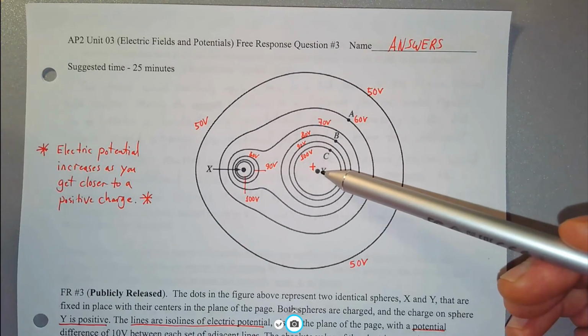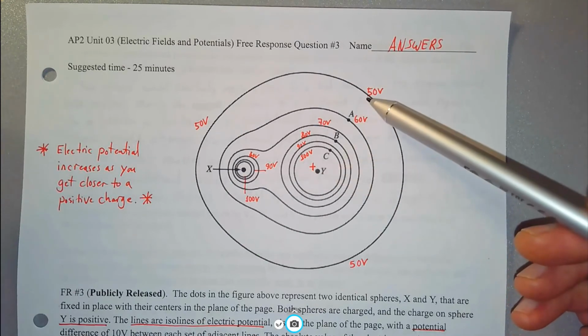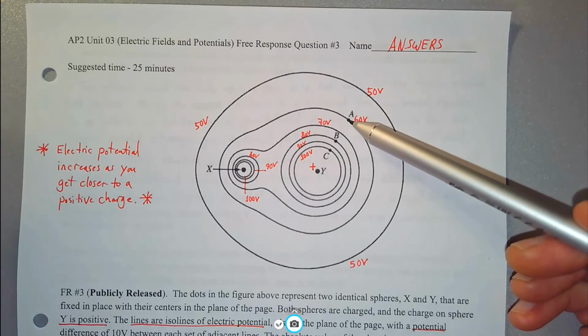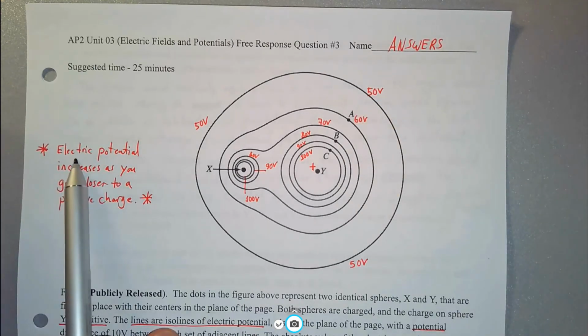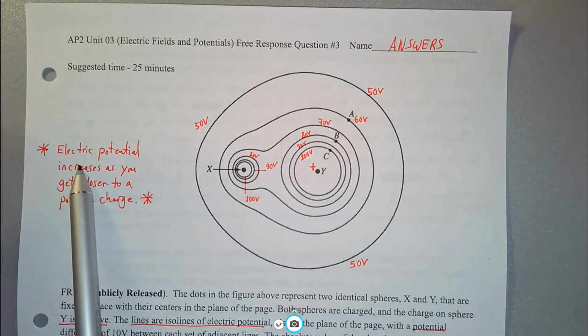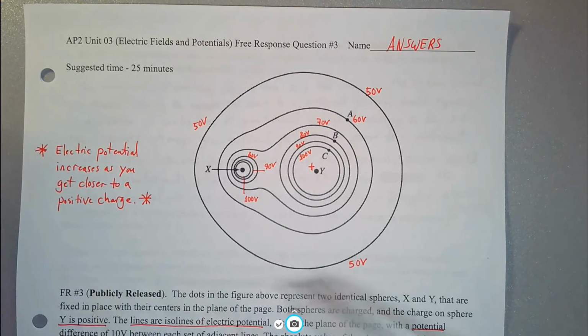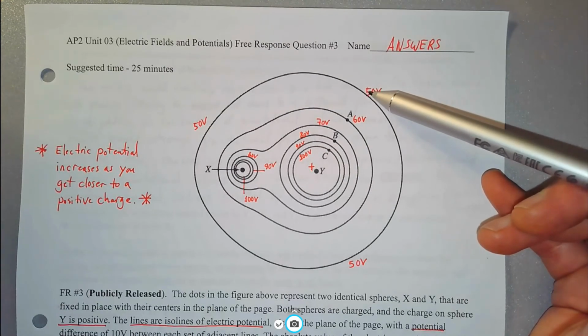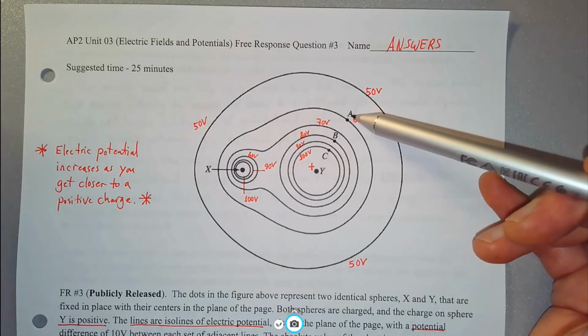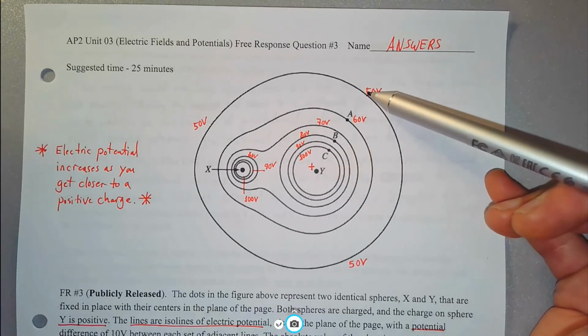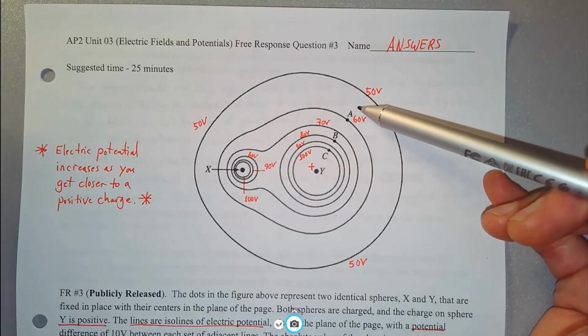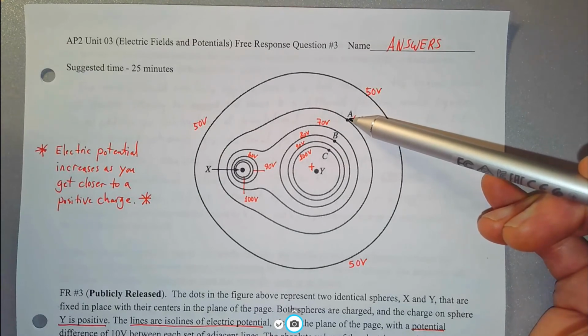They told us that Y was a positive charge, and from that outside line to A, you're moving closer to a positive charge. You have to remember that electric potential, which is the amount of energy stored per unit coulomb, which is related to electric potential energy, is going to increase as you get closer to a positive charge, because if we take a little positive charge out here, and we move that positive charge closer to another positive charge, it took a force to do that. We applied force in the same direction it moved. We're doing positive work on the particle, which means we're adding electric potential energy.